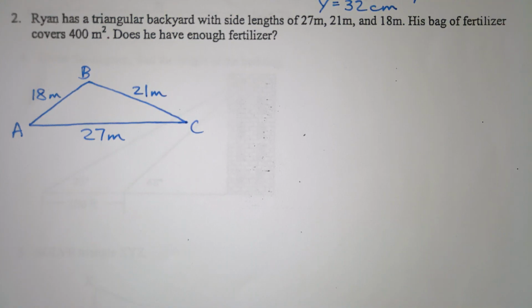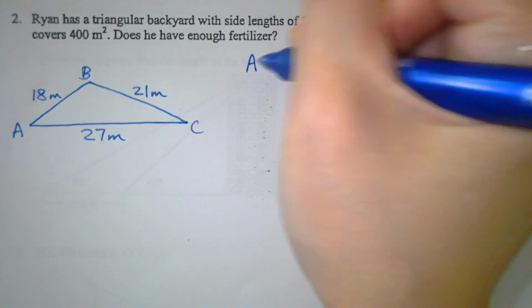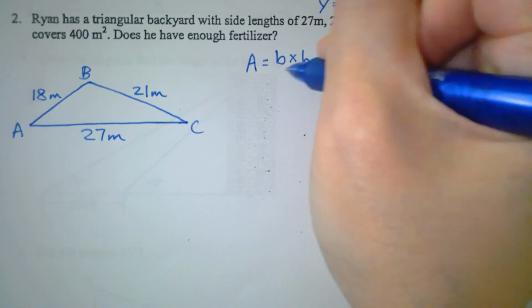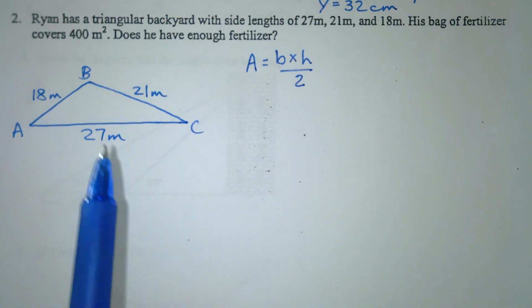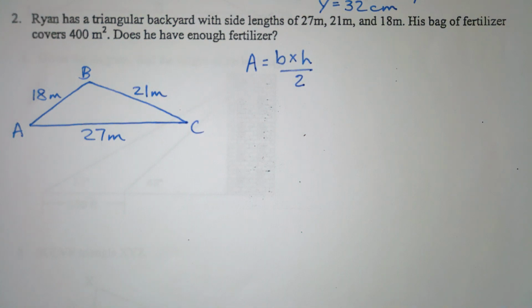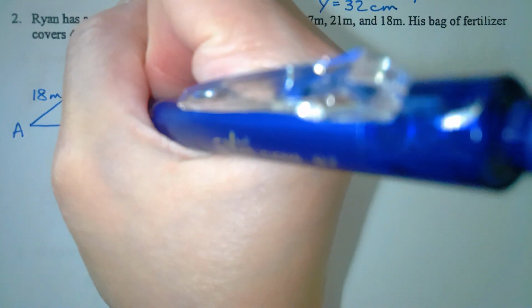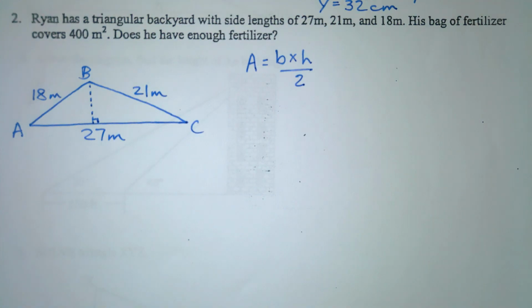So I need to find the area, as Andy said. What's the formula for finding the area of a triangle? Base times height divided by 2. Do I have the base of this triangle? Yeah, 27. Do I have the height of this triangle? No. Where is the height? The height is right here. Okay, you guys see some ideas already.